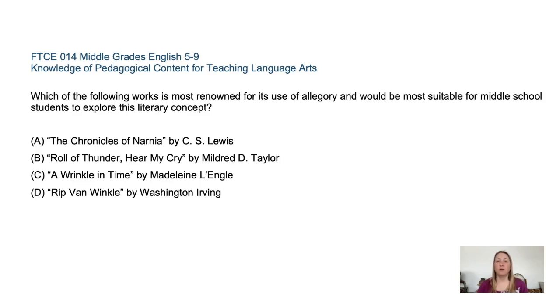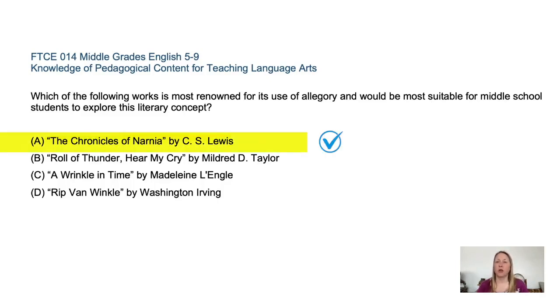B. Roll of Thunder, Hear My Cry is incorrect. This book focuses on real historical issues like racism and family. C. A Wrinkle in Time is incorrect. It's a fantasy with some symbolism, but it's more about science fiction and adventure than clear allegory. D. Rip Van Winkle is incorrect. This is a short story about a man who sleeps for years. The correct answer is A.